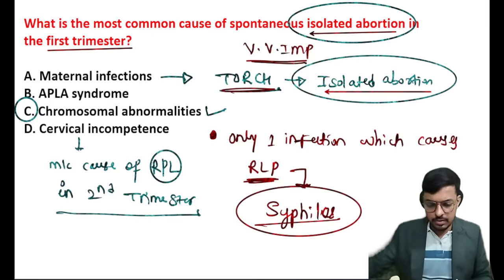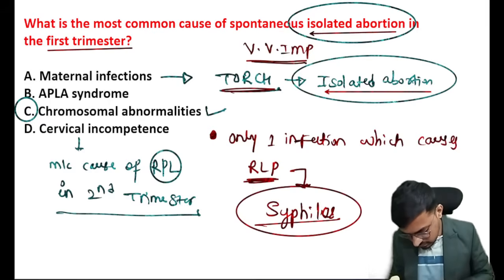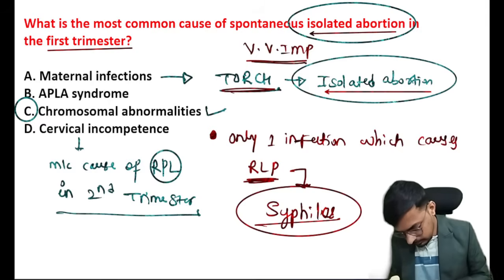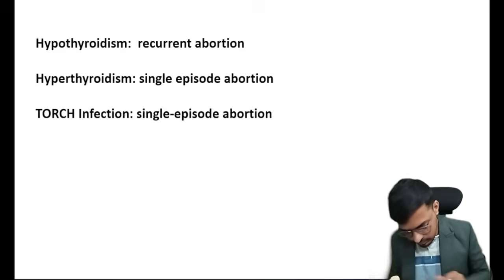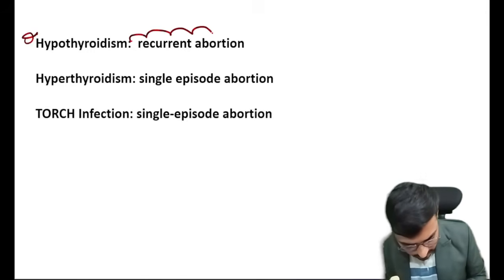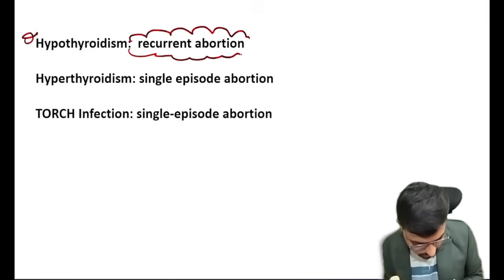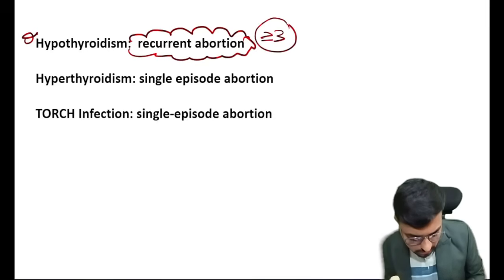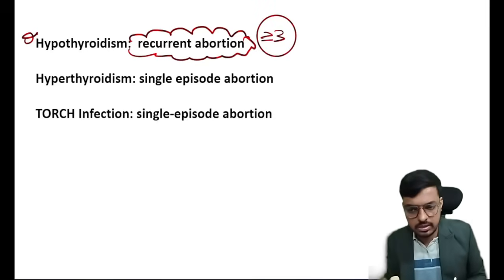I have explained a very important thing here, so keep it in your mind because it is very important for you all. The next question: you have to remember this golden point also. Hypothyroidism has the ability to cause recurrent abortion. It may cause abortion three times or more, more than or equal to three times. That is hypothyroidism.